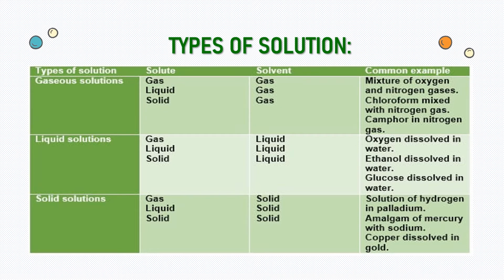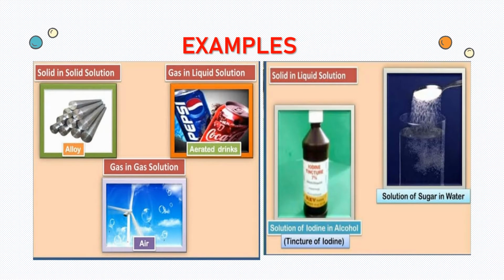So after discussing all the various types and examples of solutions, we can draw some conclusions. You can see over here some examples in picture form. First, you can see solid in solid solution, that is, alloys are the examples. Gas in liquid solution, that is aerated drinks, and air is gas in gas solution. Then solid in liquid solution is tincture of iodine. Do you know what tincture of iodine is?